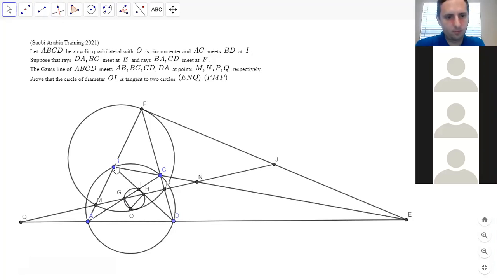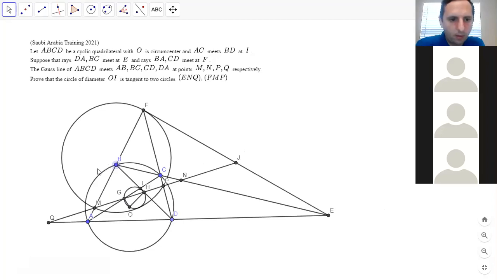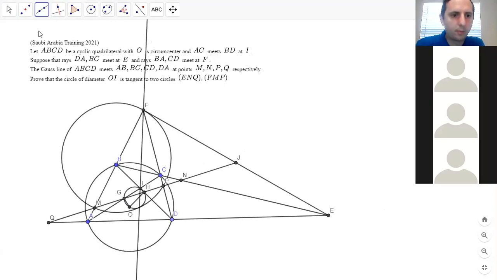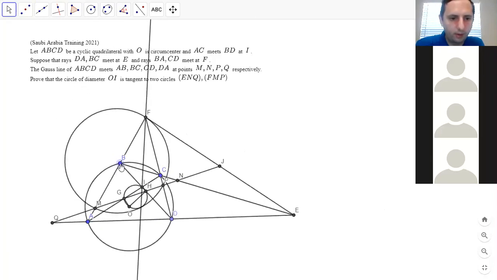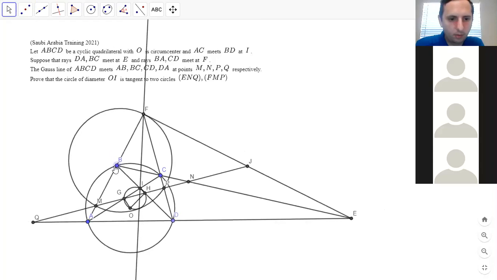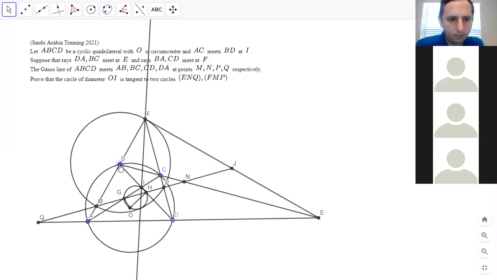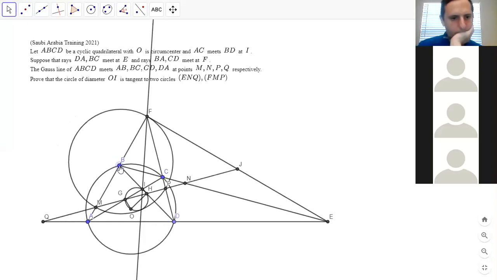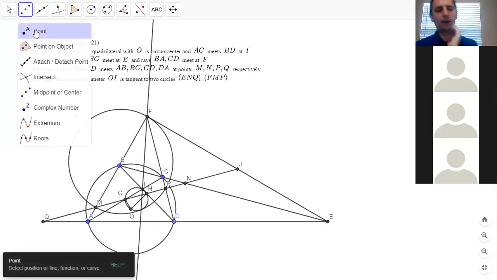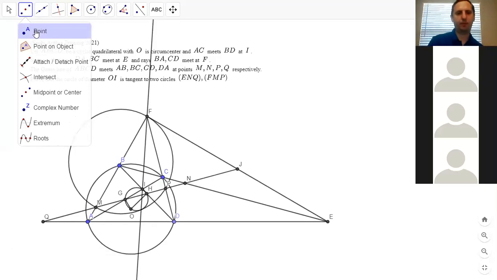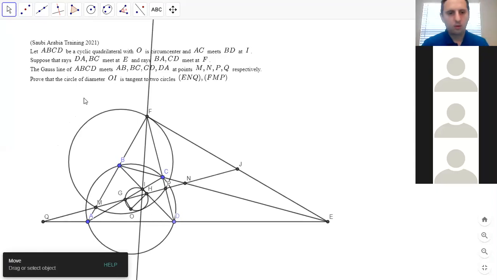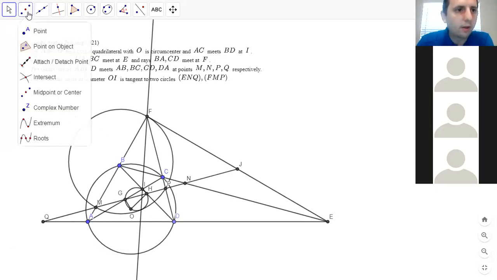Could you draw the line FI? FI, yeah. Oh, you want to see if it passes through the tangency point? Yeah, it looks like it does. So we could let FI meet the circle at a point, and then try to show it. That's one thing we could do. OE passes through the tangency point, looks like. That's interesting.